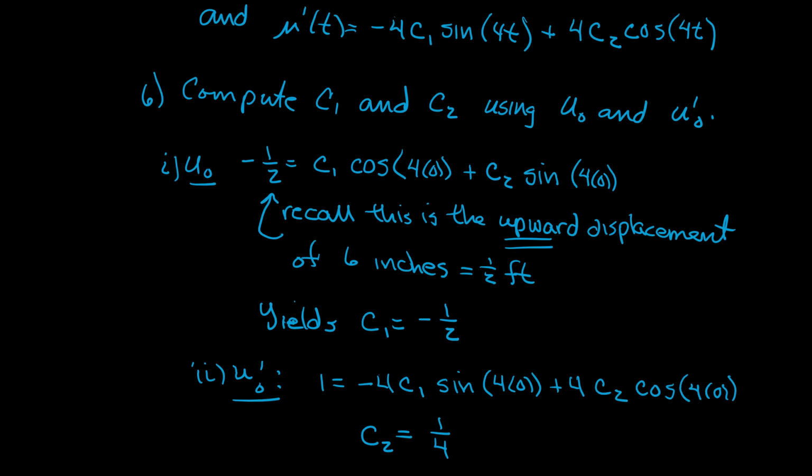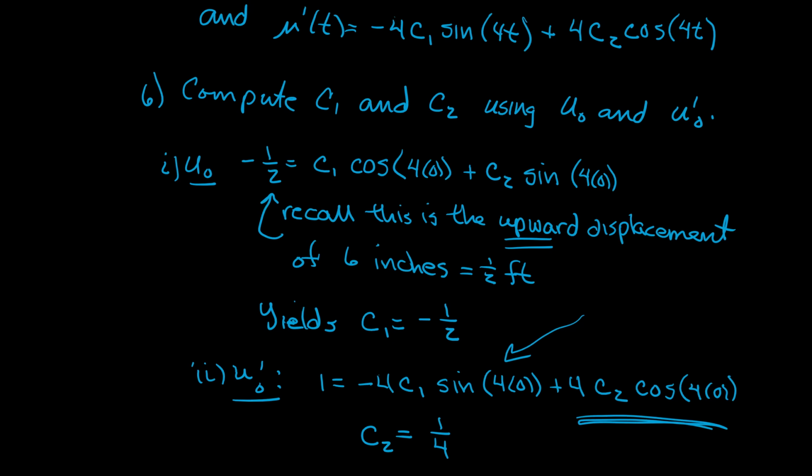Now remember, be really careful here on this initial position. Remember we were told it was lifted upward. Okay, so the negative is because it was lifted upward, and it was lifted upward 6 inches, which is a 1/2 foot. So that's where the negative 1/2 comes from, giving us our value c1 is a negative 1/2. Using the derivative, which is at the top of the screen, I'm going to substitute in 0 for t, and we know that our initial velocity is 1 foot per second, so that gives us our left-hand side here.